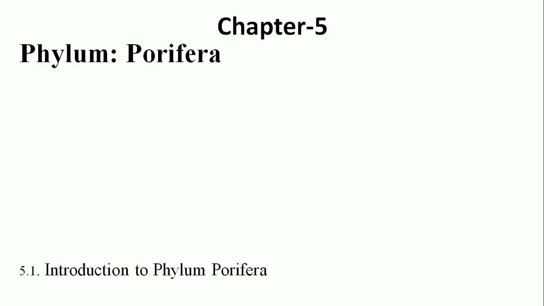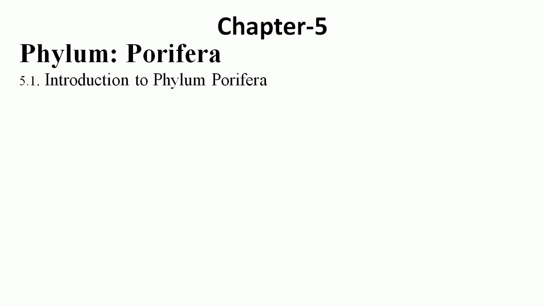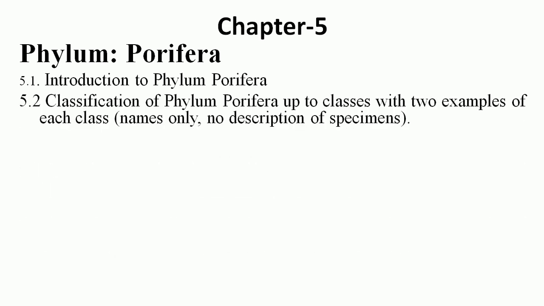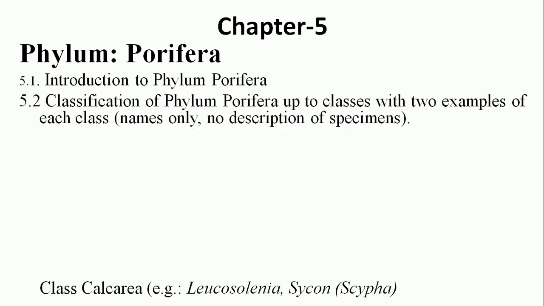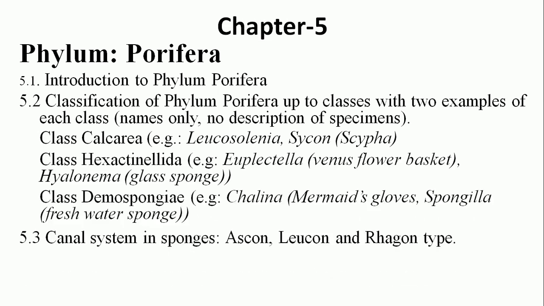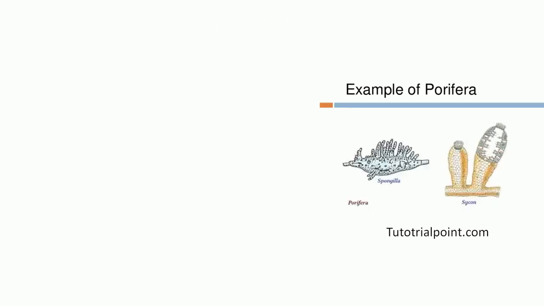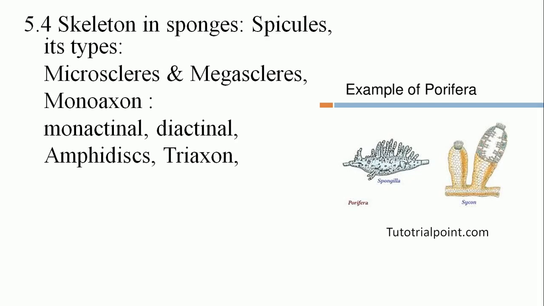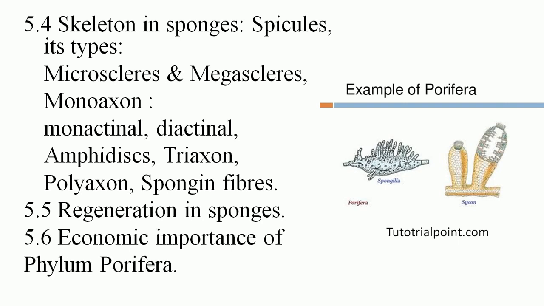Again, in that we learn the introductory part of phylum Porifera, salient features of Porifera animals, then classification to class level, then canal systems of these animals, then skeletons found in the sponges or Porifera animals, then regeneration and economic importance of the Porifera animals.